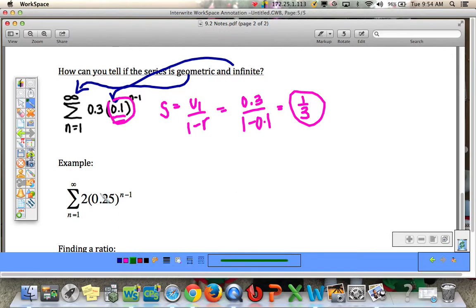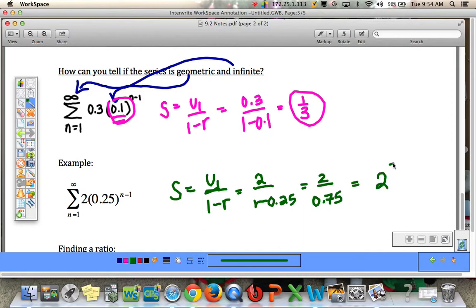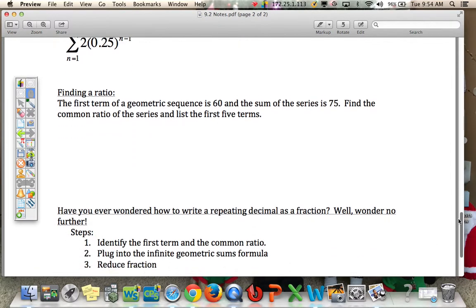Here's another example. This is geometric because of the 0.25. It's infinite because of the infinity sign. It's convergent. Our ratio is less than 1. So let's find the sum. We have first term over 1 minus the ratio. First term is 2. Ratio is 0.25. So we get 2 over 0.75. And that gives us 2 2/3. So if we add up all these terms of the geometric sequence, it would eventually add to 2 2/3. That would be your sum, I should say, not limit.